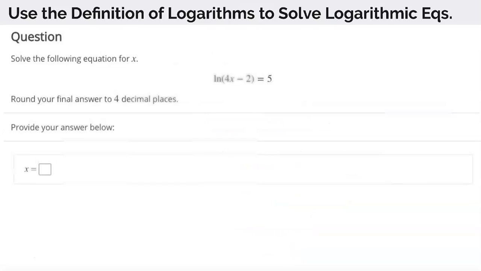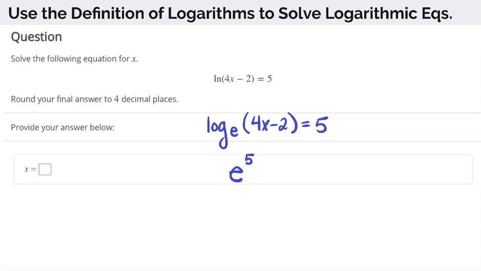Okay. And just one more example. This is another one where we'll just be using the definition of a log, so this idea of rewriting it in terms of the exponential. And here I just wanted to remind you that when we see the natural log, we can really think of that as the log base e. So for this one, when we switch from the log to the exponential form, again, we keep the same base. The 5 becomes our input, and the 4x minus 2 becomes our output.